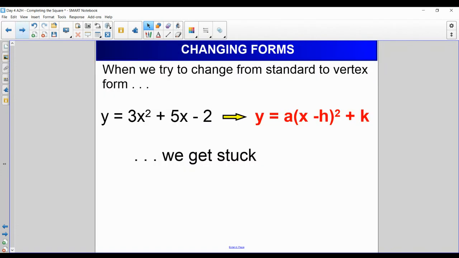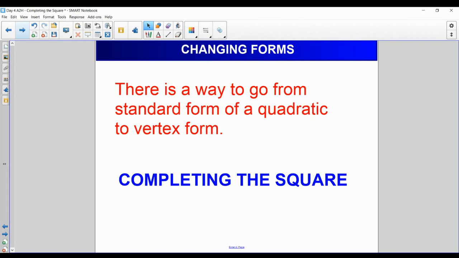So what we started doing yesterday was changing forms, but when we tried to change from standard to vertex form, we got stuck. So we need a way to do that, and we're going to work on that today, and that way is called completing the square.